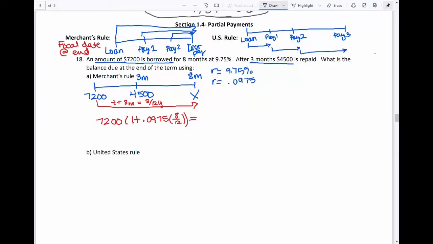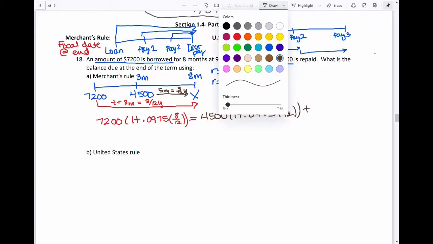I'm just going to color code these for you. Then we're going to take $4,500 and move it to the end as well. Here we're not going the full 8 months. Instead, we are going from 3 months to 8 months. So that would be a duration of 5 months, or 5/12 of a year. So here our T is 5/12. And then we have that last payment. I'm going to leave it in blue because that's what we're after.